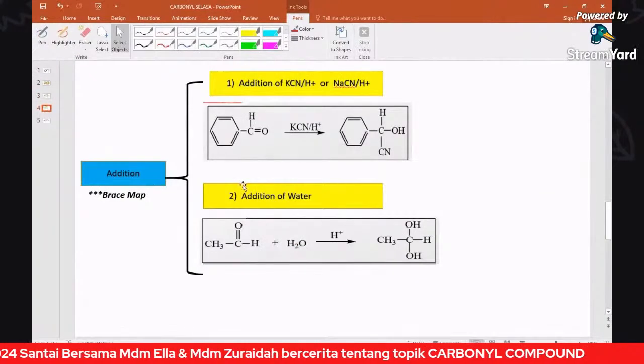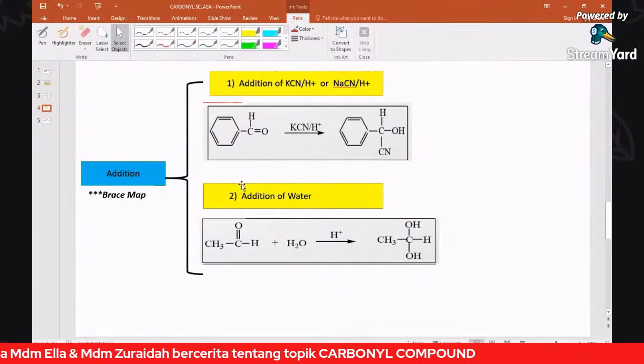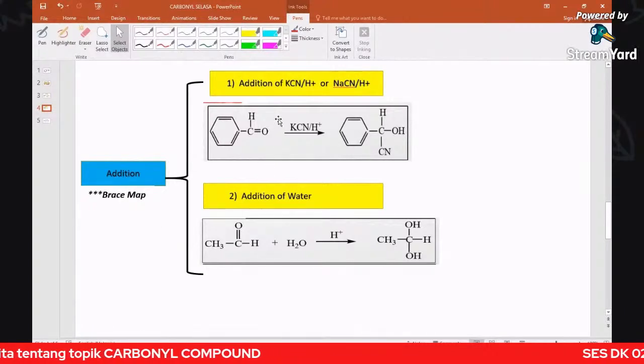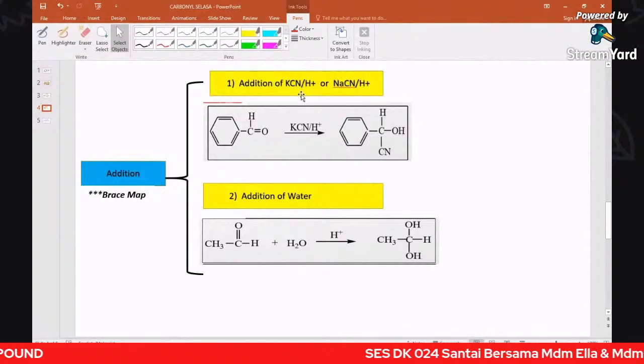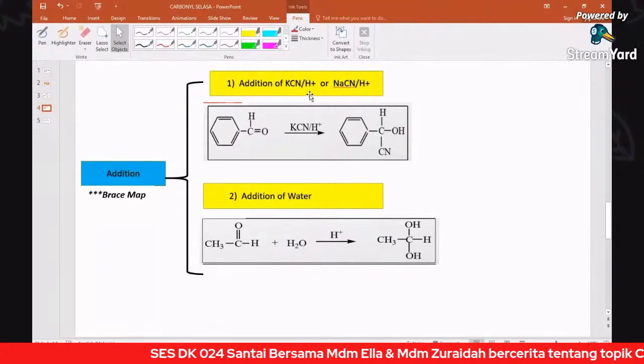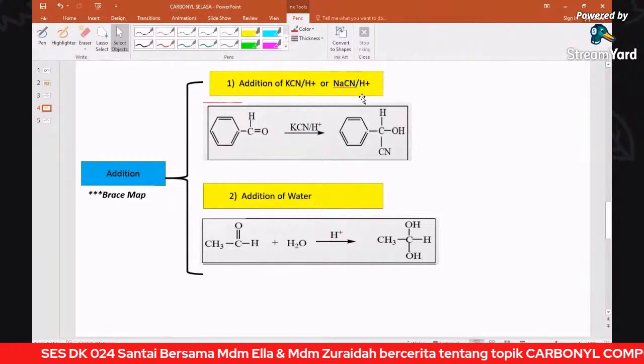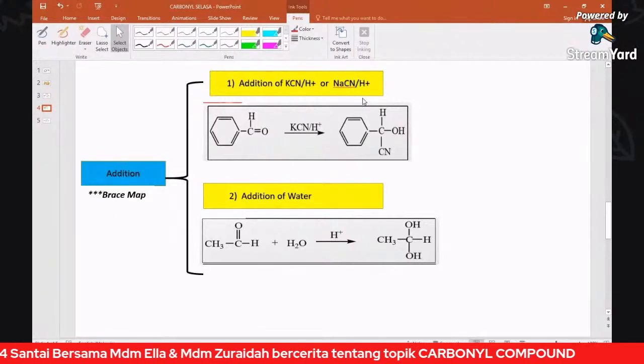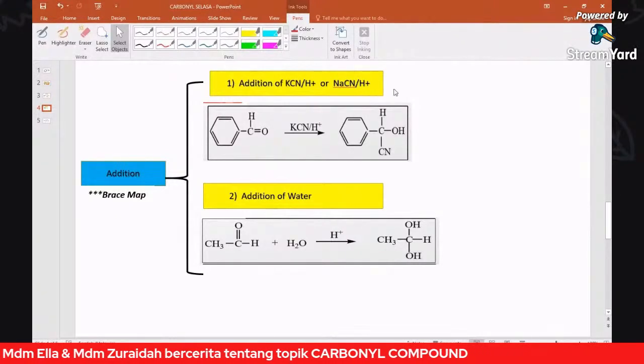Okay, and we continue to the next reaction, that is addition. You can use a tree map here. Addition with KCN, potassium cyanide, in H plus, in acidic medium, and also you can use sodium cyanide in acidic medium.